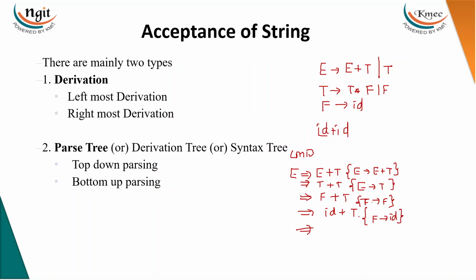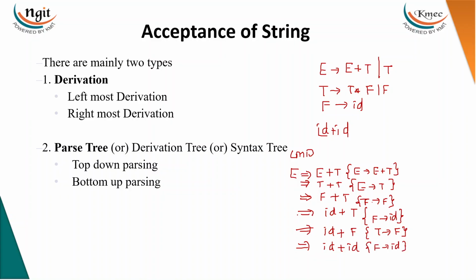Then the leftmost non-terminal is T. We are expecting only id, so you go with id plus F, because T has F but not id. So you can take T tends to F. Whatever replacements you are doing, guys, just go through with that. The productions must be in the grammar, whatever replacement we have done. id plus id, so F tends to id. This is the leftmost derivation.